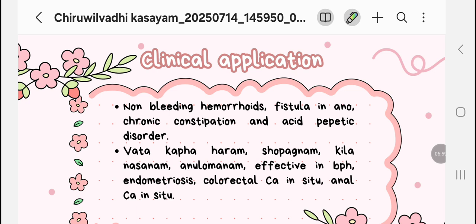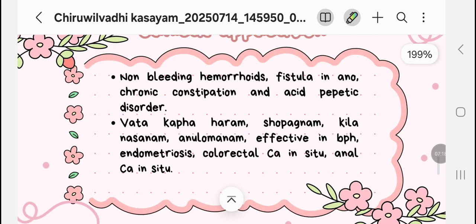In endometriosis, it happens due to vata kapha predominance also, so to remove that we can give Chiruvilwadi kashayam. We can also give it in colorectal cancer and anal cancer, because it has rasayana property because of pipali, so we can use it in these conditions also.